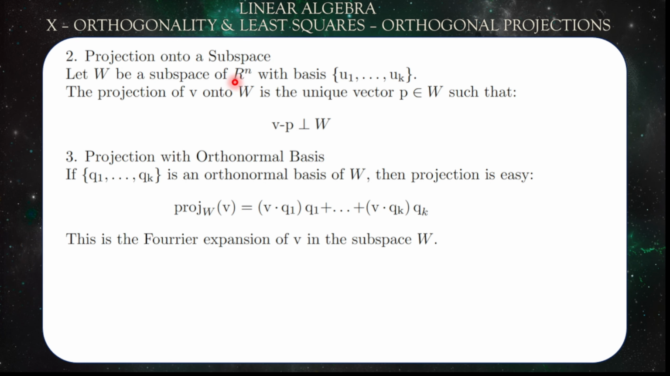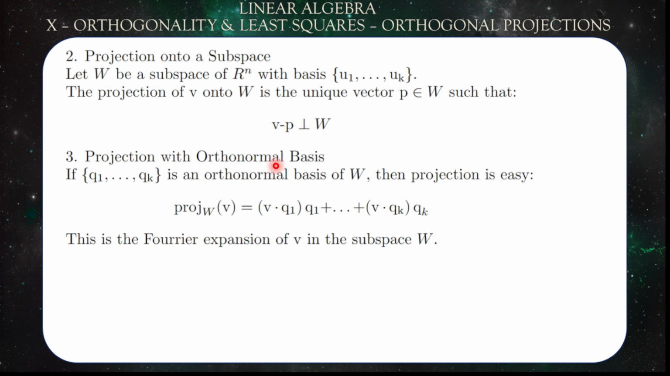Projection onto a subspace. Let W be a subspace of Rn with basis u1 all the way to uk. The projection of v onto W is the unique vector p existing inside of W such that v minus p is orthogonal to W.